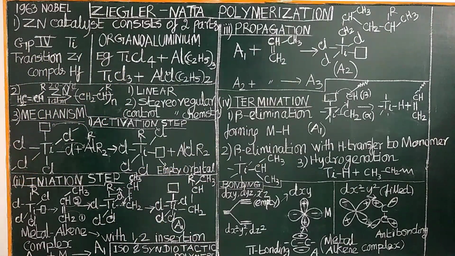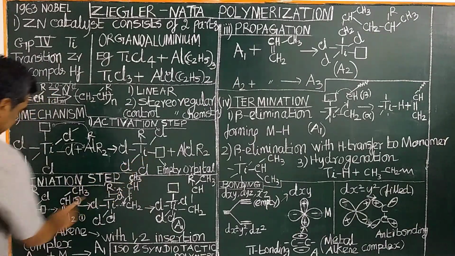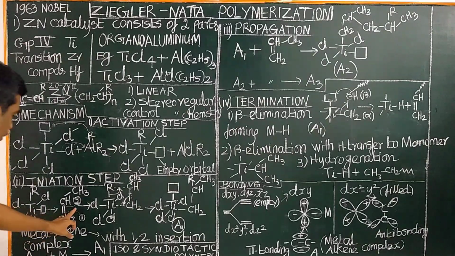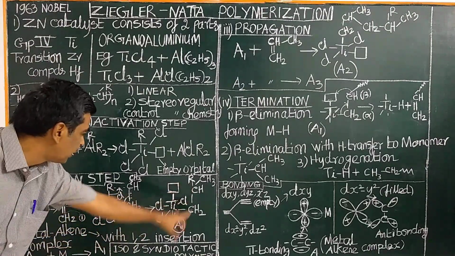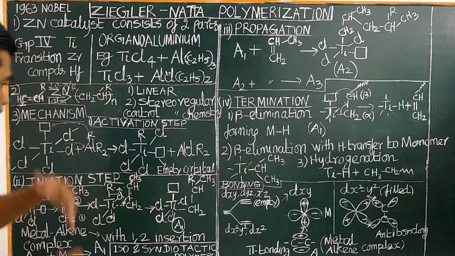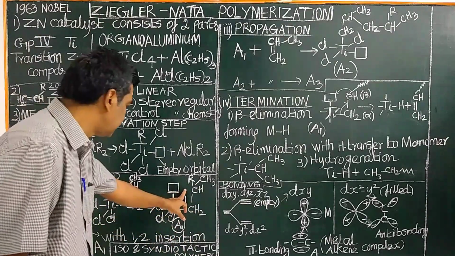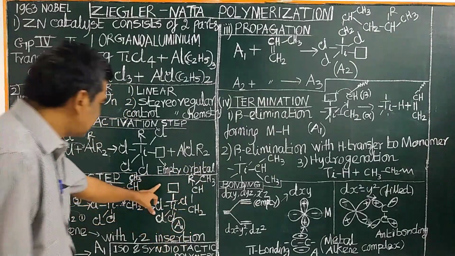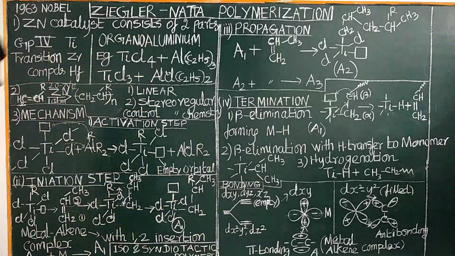Let us now see the initiation step. In the initiation step, let us call this A, I have written it again, it combines with the monomer, propene, to form a metal alkene complex, a metal alkene intermediate complex, and then on rearrangement, on electron reshuffling, it gives this A1 with the vacant coordination site. This is again ready to react with another monomer in the propagation step.